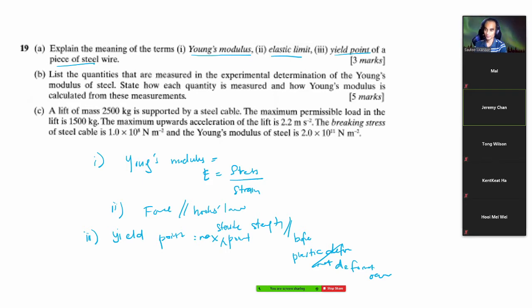19b. List the quantities that are measured in the experimental determination of the Young modulus of steel. State how each quantity is measured and how Young modulus is calculated from each measurement.